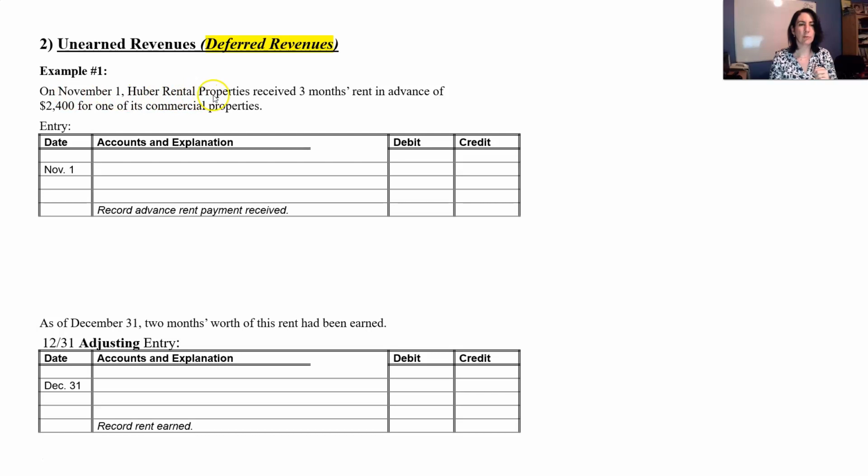On November 1st, Huber Rental Properties received 3 months of rent in advance of $2,400 for one of its commercial properties. Okay, so on November 1st, we, being Huber, got $2,400. So let's start with the easy part of it. We got cash, $2,400. Always start with cash if you have that chance. And we owe them the service of allowing them to rent our property.